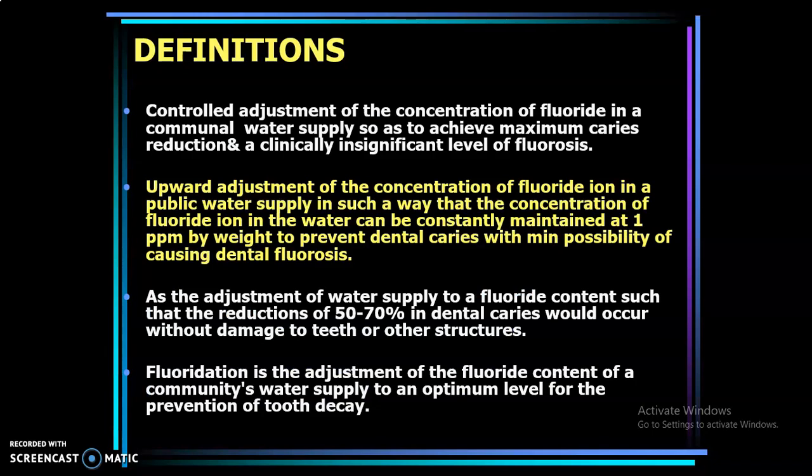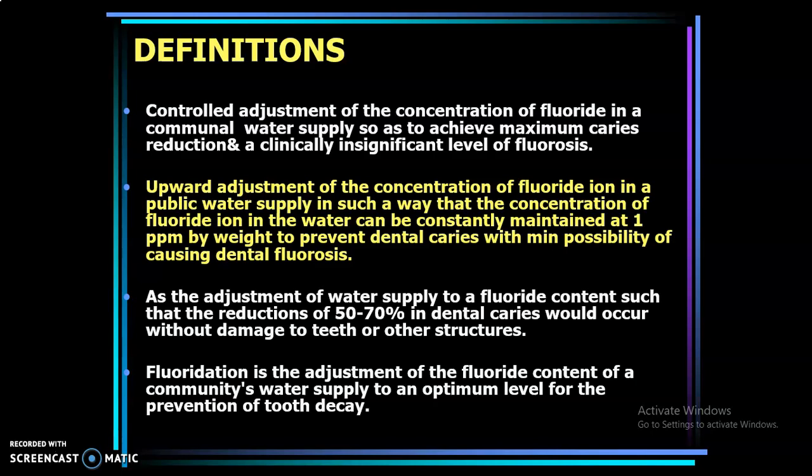Water fluoridation is a controlled adjustment of fluoride in the community water supply. This is possible only if you have a centralized water supply. When you have a centralized water supply, you can add fluoride and maintain the concentration at 1 part per million. The definition of fluoridation is the upward adjustment of fluoride ion concentration in a public water supply in such a way that the concentration of fluoride in the water can be constantly maintained at 1 part per million by weight to prevent dental caries with a minimum possibility of causing dental fluorosis.